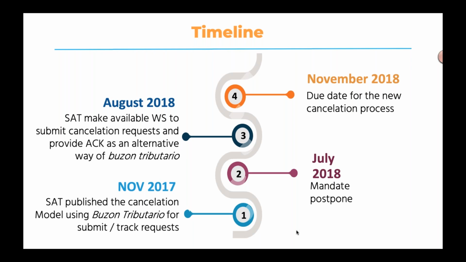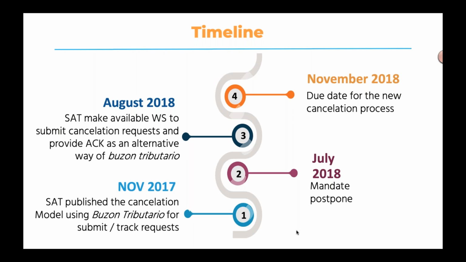Also, for the persons who manage the process, they know that they need a certificate, a password, a couple of different things in order to access this Buzón Tributario. Then in July, the original mandate was for July 2018. The government pushed the mandate to November 2018. This is nothing new, it has always happened in Mexico and in other countries, not only in Mexico.